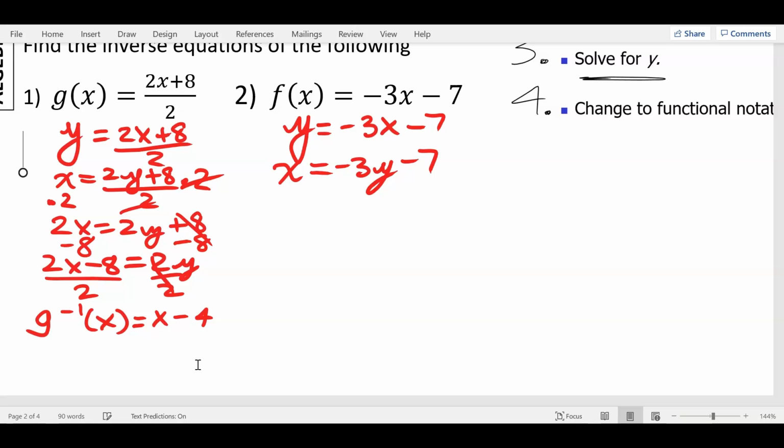Now, what's my next step? Solve for y. Do you know how to solve for y? I taught you. You're trying to get y by itself. What do I get rid of first? To get rid of the -7, what do I do?